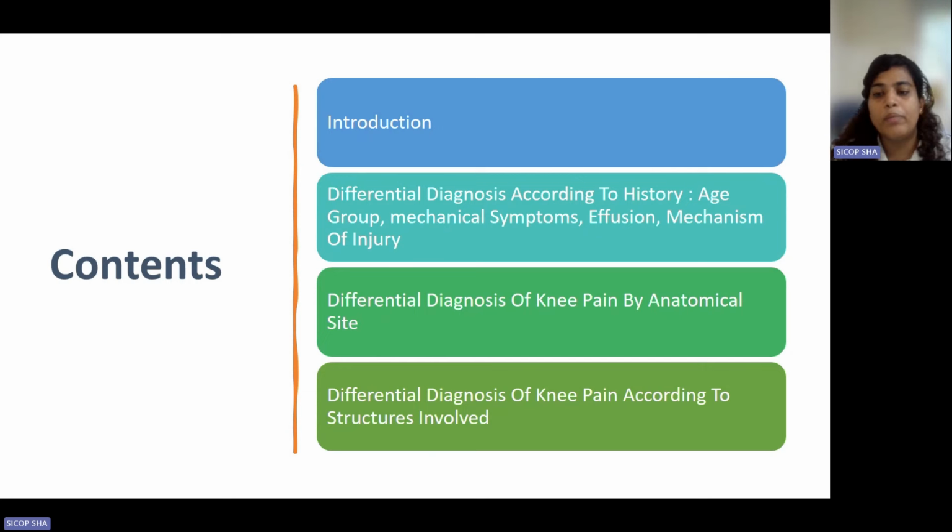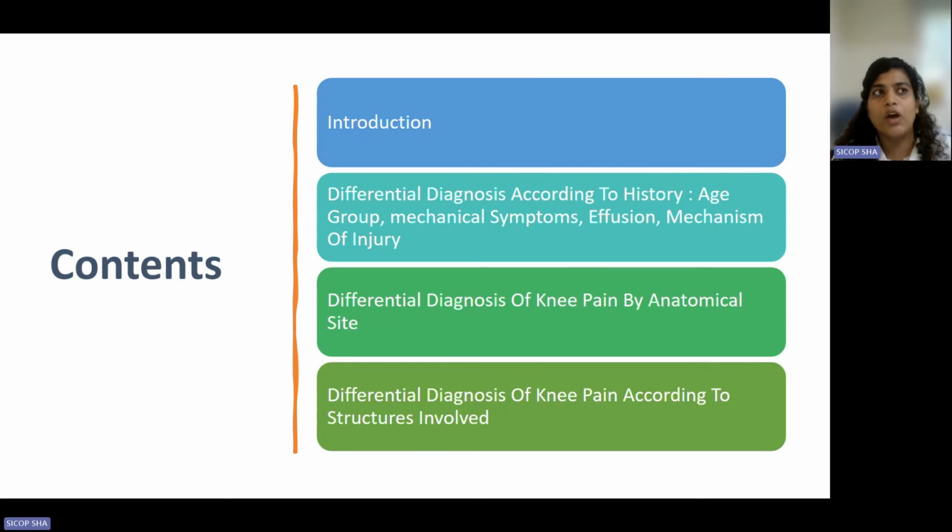Then we discussed the knee pain according to the different anatomical sites. We divided it into anterior, posterior, medial, and lateral, and the conditions that are more frequently or prominently seen according to the anatomical site. So the patient is pinpointing the location of the pain. If the patient is pinpointing the location of the pain, you need to be very particular about the structures that are present at that anatomical site. So you'll be able to differentially diagnose it properly.